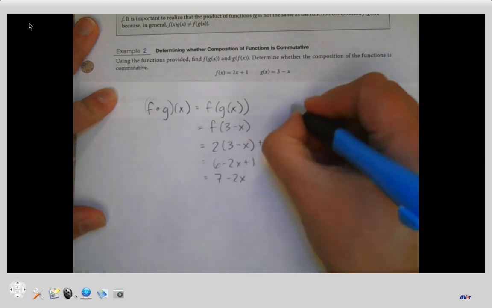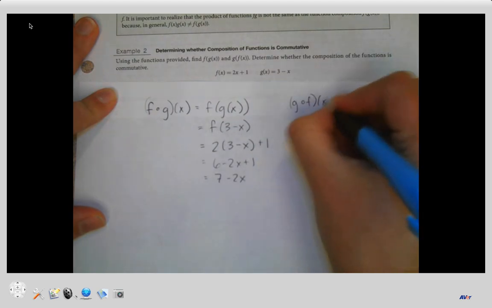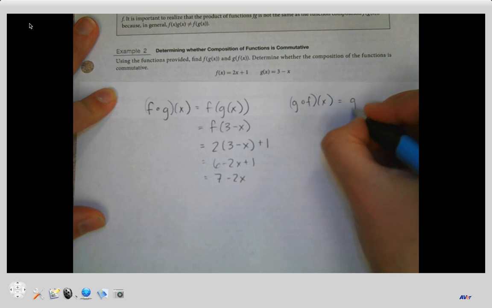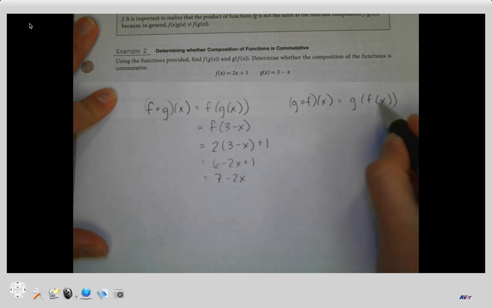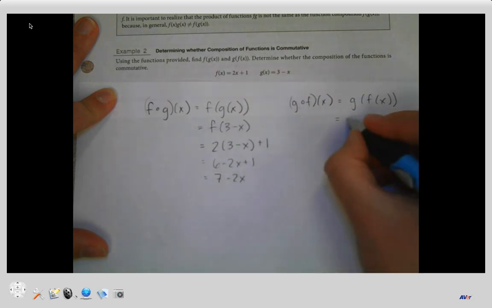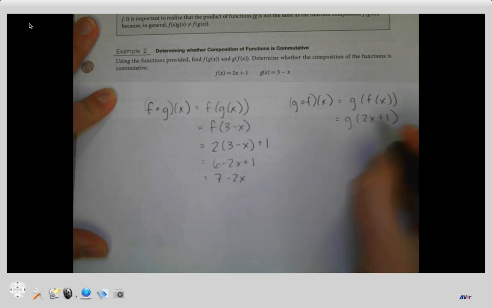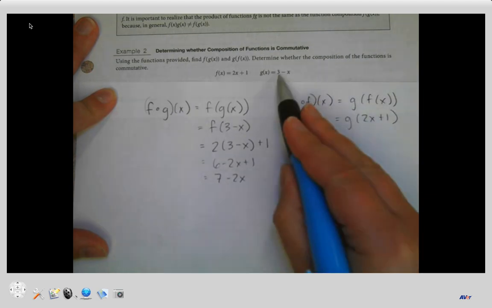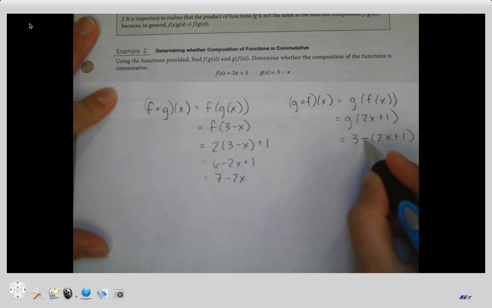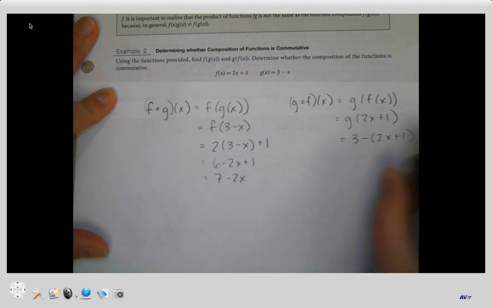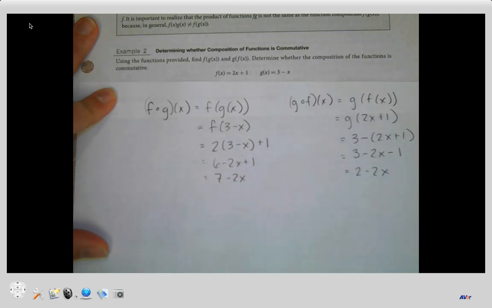Let's do it the other way. Let's say g composed with f of x, which is g of f of x. Okay, we're going to replace this internal function with this expression. So this is going to be g of 2x plus 1. Okay, now everywhere there's an x in this expression, we're going to replace it with 2x plus 1. So it's going to be 3 minus 2x plus 1. Once again, we are careful of this minus sign to distribute it to all the terms. So it'll be 3 minus 2x minus 1, which is 2 minus 2x.